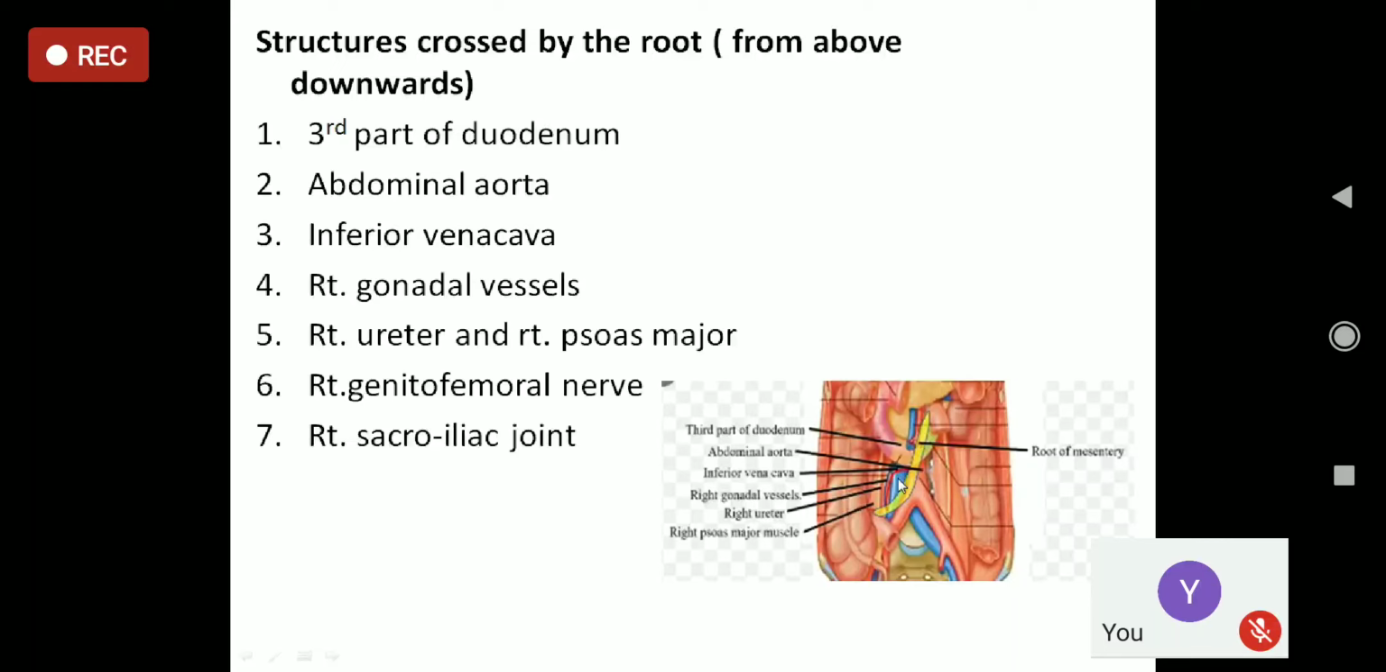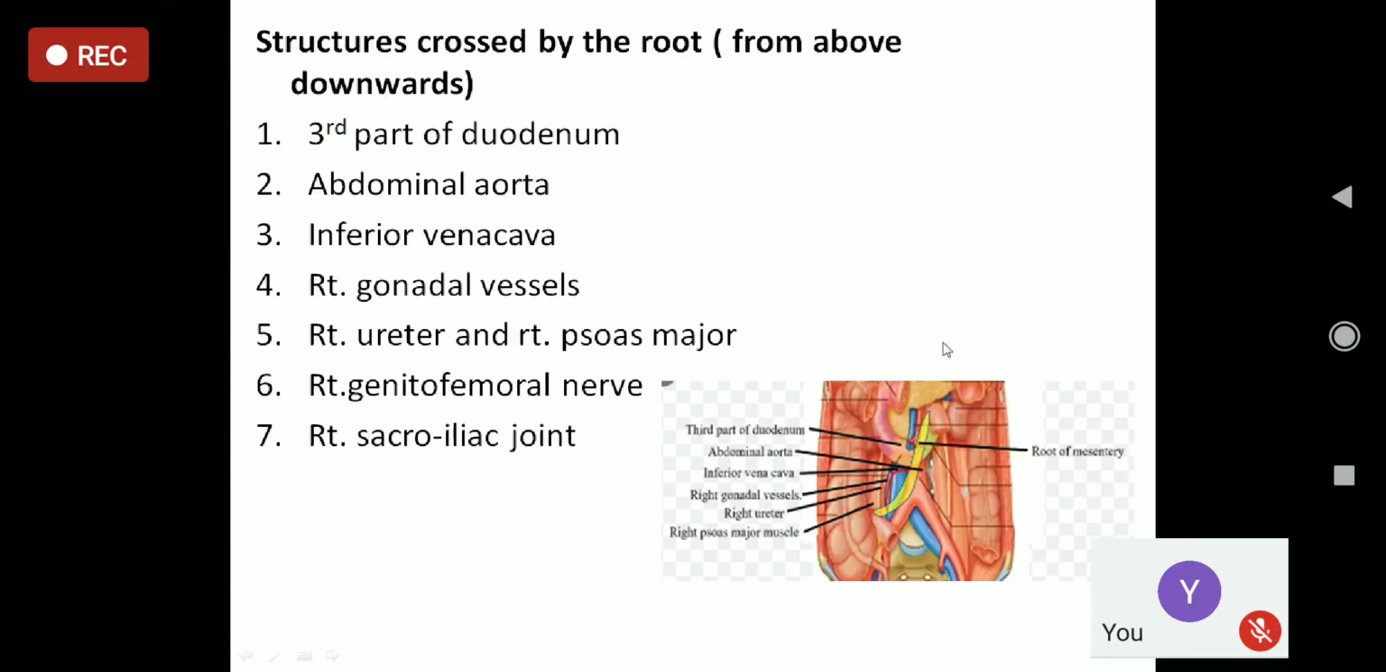Then here you can see the right gonadal vessels. So that is the right testicular vessels in case of male, and the right ovarian vessels in case of females. Or you can write the right gonadal vessels here. Then the right ureter, this white color structure here. So this is the right ureter. Then the right psoas major muscle. Then the right genitofemoral nerve, and finally the right sacroiliac joint. Okay, so these are the structures which are crossed by the root of the mesentery.